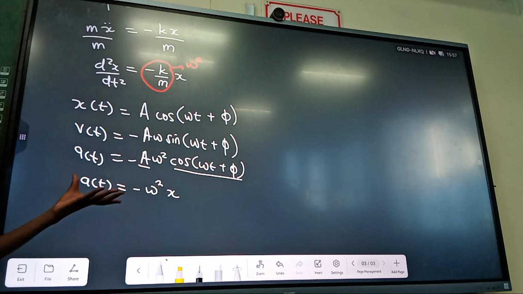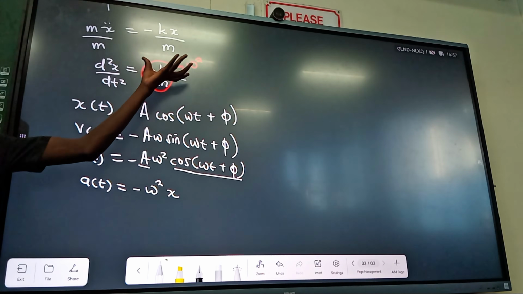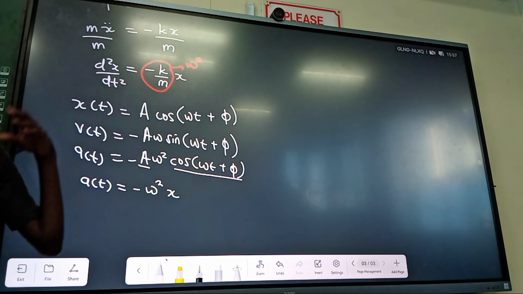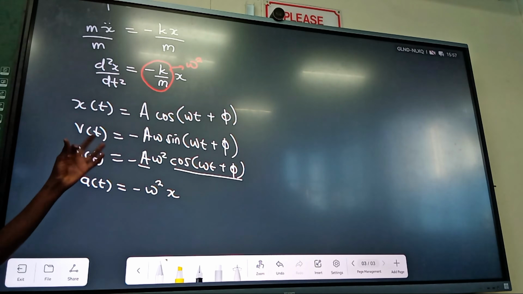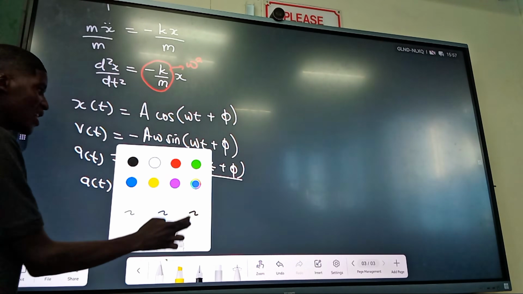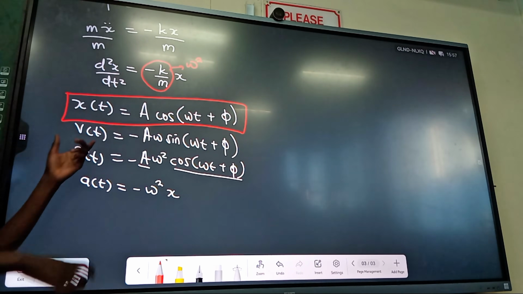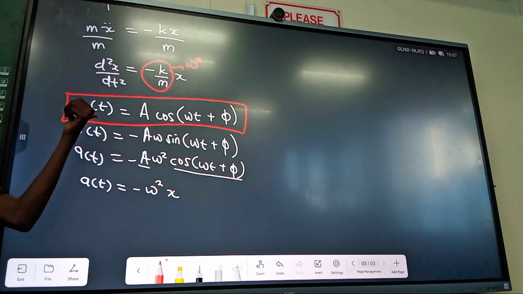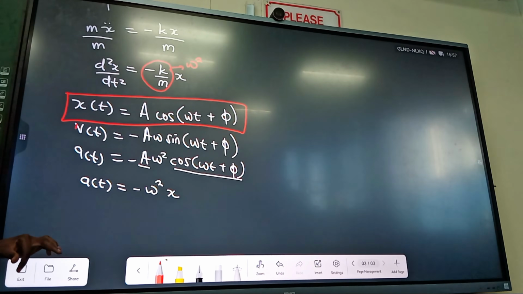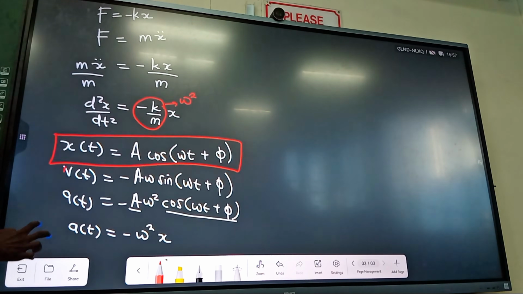So for us to be able to find the acceleration when we derive two times, our position must be this equation. So this is the first equation that represents a position. There is another equation that also represents a position, but that one is a sine graph. How do we get that?